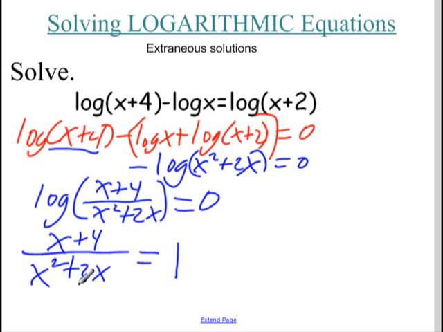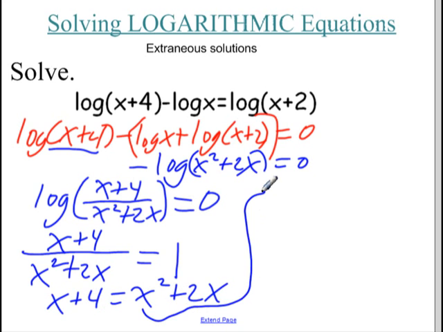So we're going to clear out the fraction. We're going to multiply both sides of this equation by x squared plus 2x. So we have x plus 4 on the left and x squared plus 2x times 1, which of course is just x squared plus 2x on the right. Okay, so now we got the logs out of the picture, but we are left with a quadratic. So we've got a little more work to do.